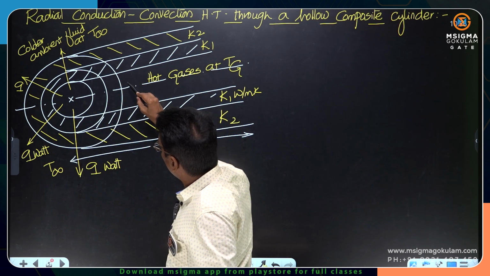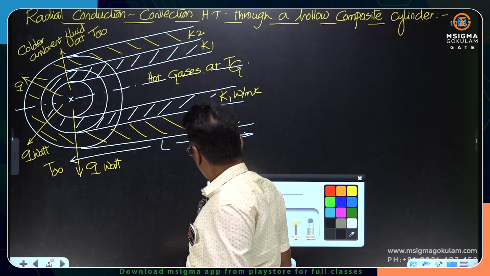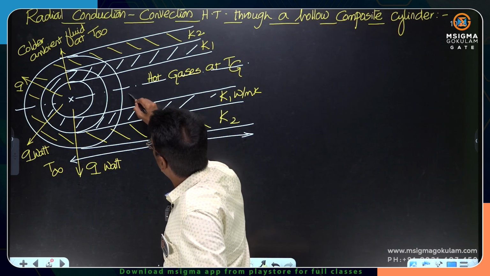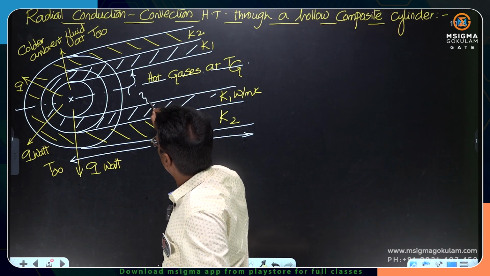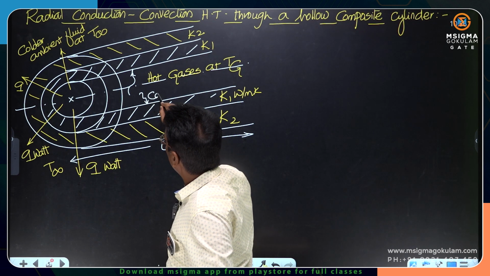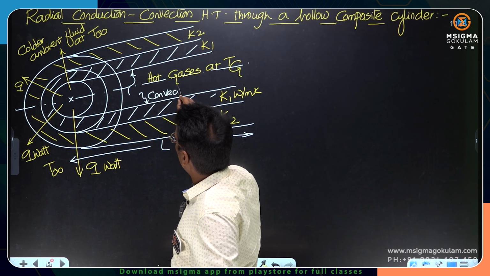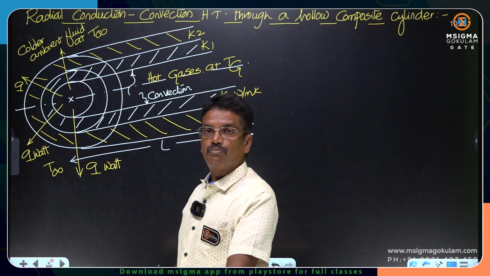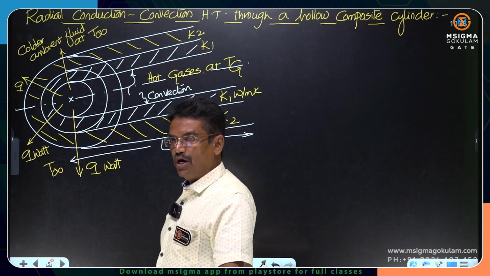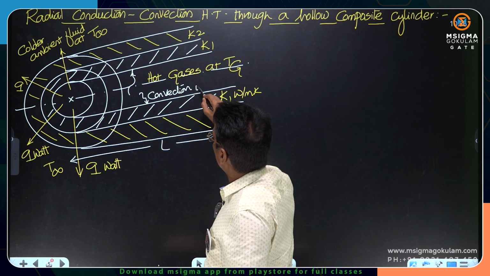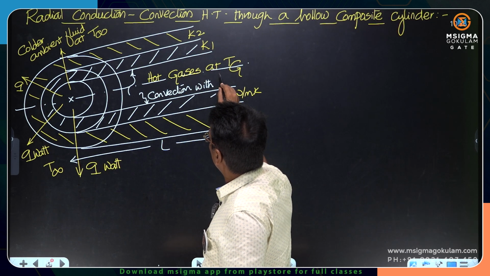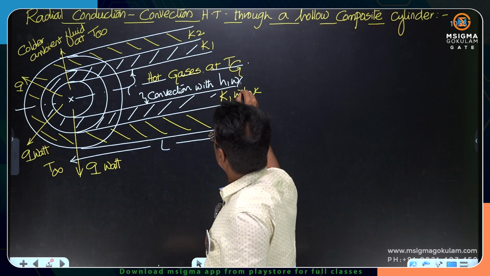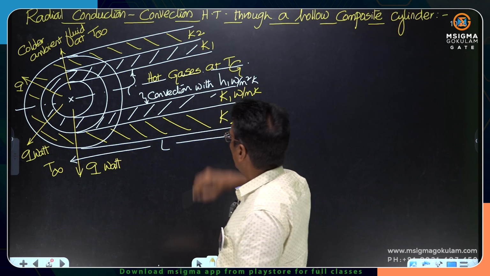What is the mode of heat transfer between the hot gases and the inside surface? Convection. Whenever we are talking about the convection mode, what is the coefficient? That must always be given, h, the convection heat transfer coefficient. So convection with h1. h1 is the inside convection heat transfer coefficient.